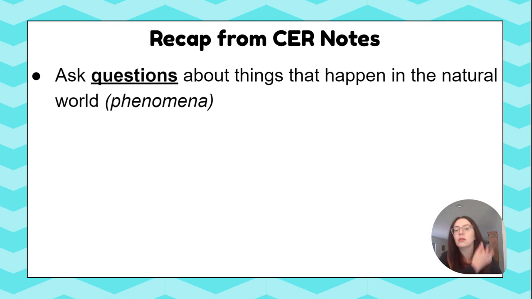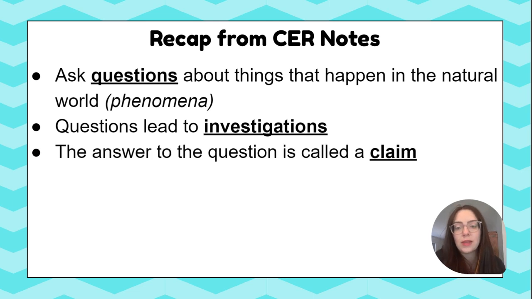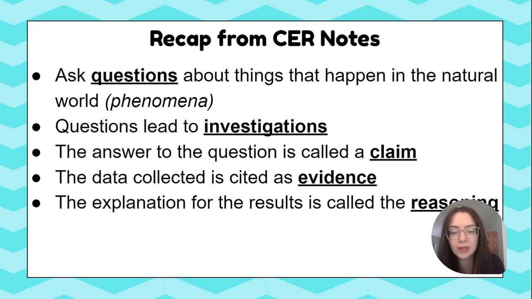Now, as we go about our day, we can ask questions about things that happen in the natural world. We call these things phenomena. A lot of the times, these questions lead to investigations or experiments. And after we do that experiment, the answer to our question is called the claim, and that is a 1 to 2 sentence statement. We collect data along the way, and we call that our evidence that backs up our claim. And at the end, we want to explain what happened, why it happened. Scientifically, that is called the reasoning.